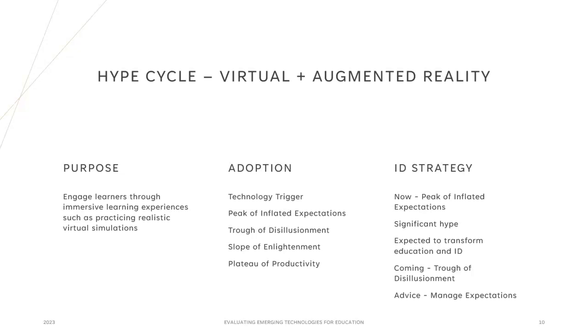Very valuable tool. The adoption phases, again, are technology trigger, peak of inflated expectations, trough of disillusionment, slope of enlightenment, and plateau of productivity. Now, how has this been introduced? Right now, we are in the midst of the peak of inflated expectations. And there's significant hype about the potential that this could have to transform education and instructional design. But we're heading quickly towards the trough of disillusionment. And so, our best recommendation in this kind of circumstance is to manage expectations.